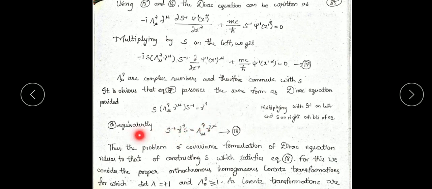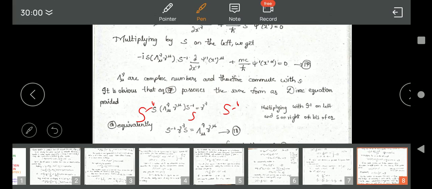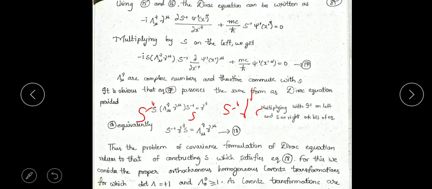Or equivalently, what we need to do is multiply with S inverse on the left and S on the right of the above equation. Why do we do that? On the left S inverse, on the right S, so here we get S inverse γ^ν S. Here S inverse into S is I, and here also S inverse into S is I. So what would remain is only this term, and that is nothing but λ^ν_μ γ^μ. That is the thing mentioned here.